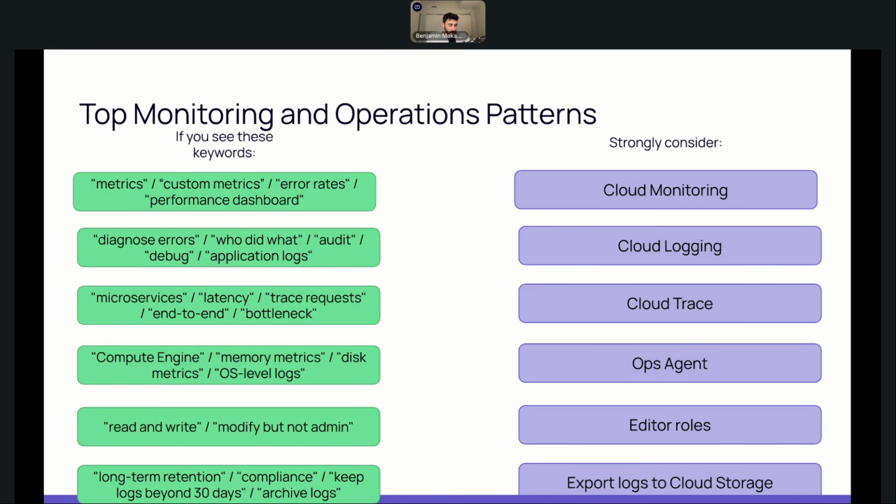If a question mentions Compute Engine specifically, memory metrics, which are not included by default, or disk metrics or OS level logs, you should consider adding the Ops Agent to your Compute Engine VM. I think this is also something in Kubernetes Engine, if I'm not mistaken. It's like an extra setting that you enable, and then those extra logs will be sent to Cloud Logging.